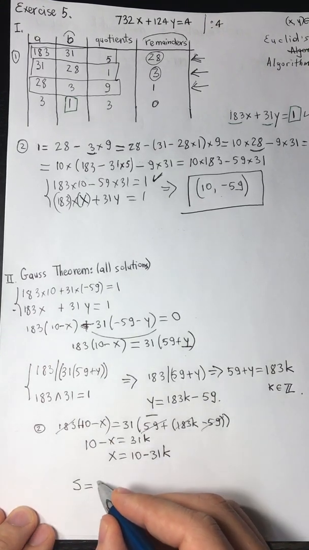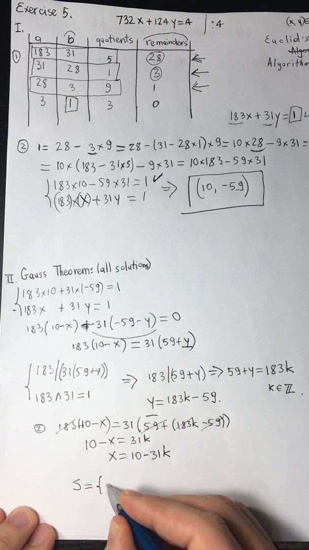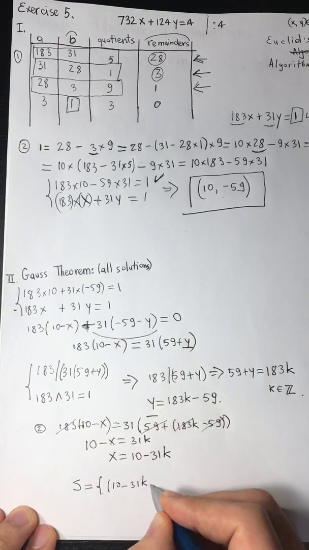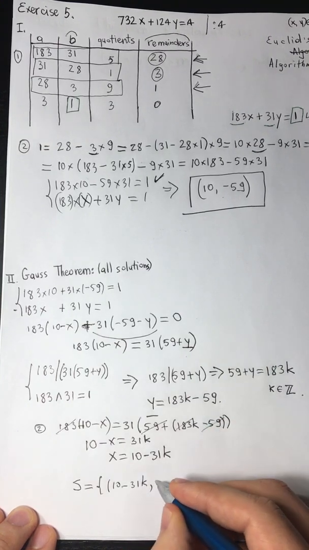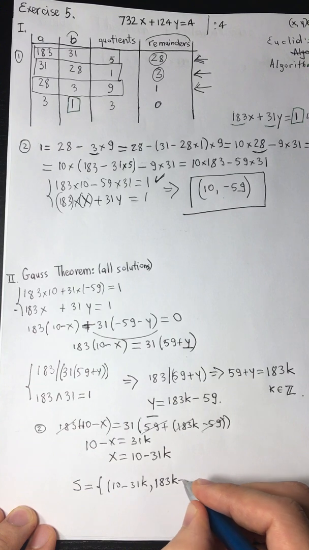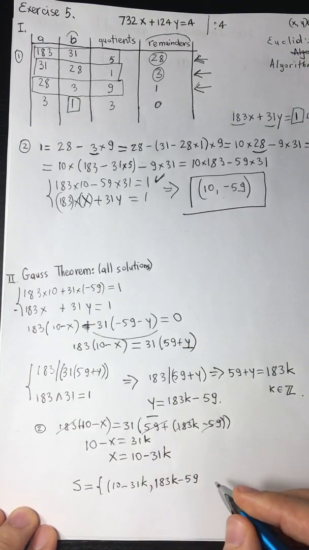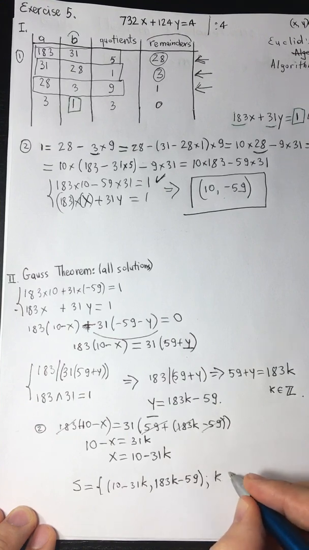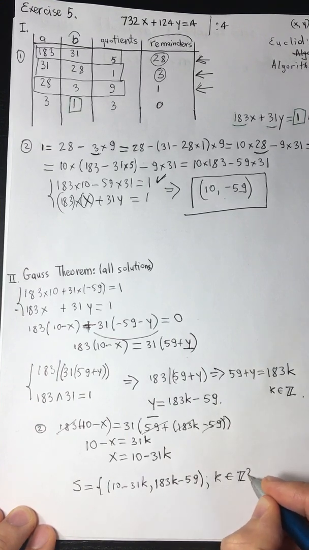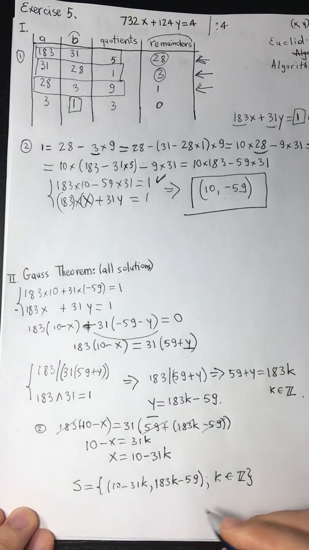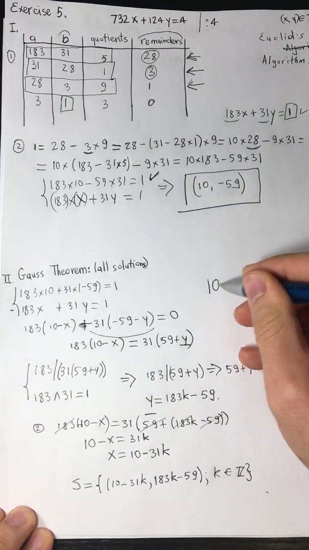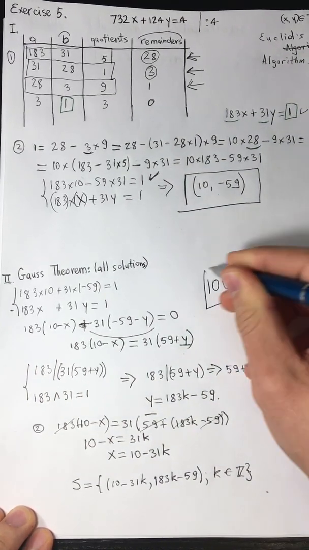So the set of solutions you can write like this: x is 10 minus 31k, and y is 183k minus 59, right? And mentioning that k is an integer is important, don't forget it. So this is the final answer. If you write this, I'm pretty sure you will get a full score, I'm sure.